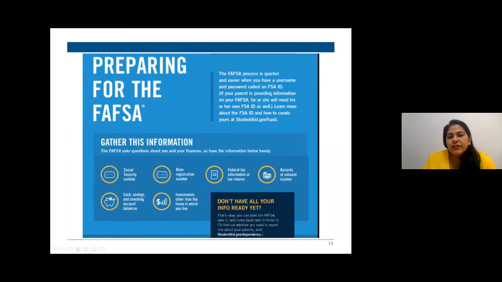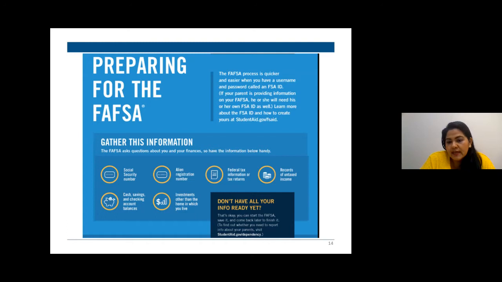So what do you need to do to prepare for the FAFSA, to prepare in order to fill out the FAFSA? You want to make sure that you know your social security number, yours and your parents'. That is information that will be asked of you. So if you don't know your social security number, you want to make sure that you have that handy when you get ready to start the application.